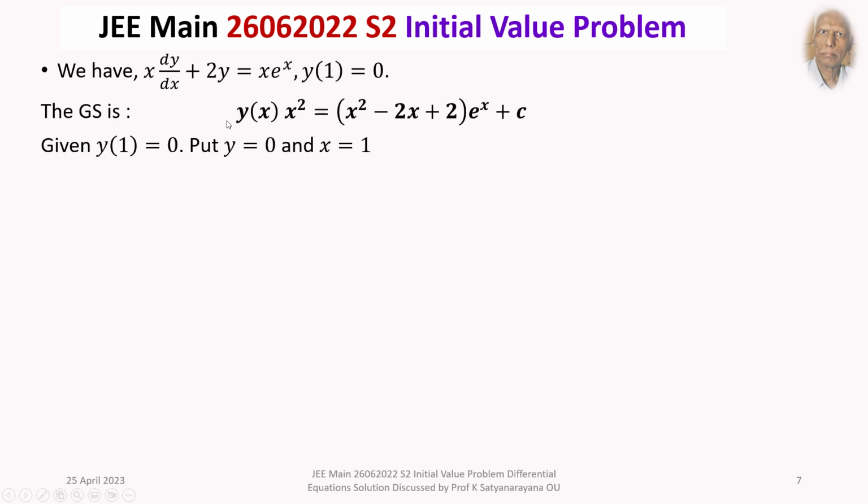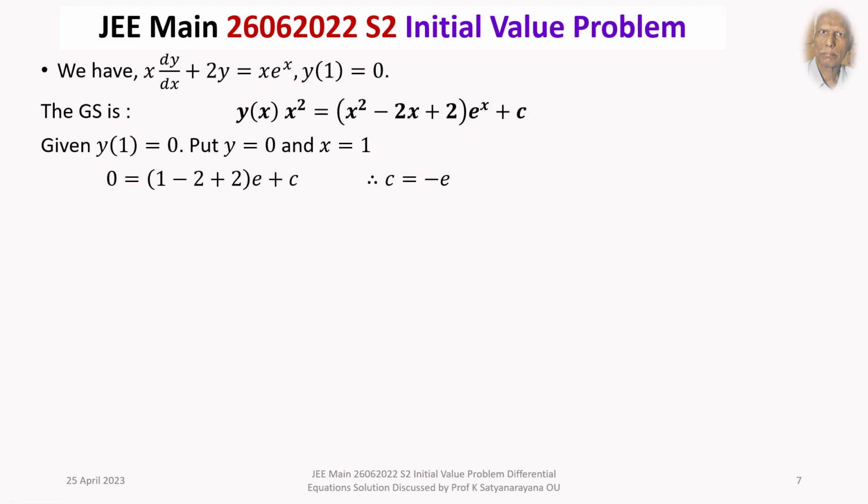So y is 0. So 0 into anything is 0, is equal to, x is 1, 1 square is 1 minus 2 plus 2. So 1 minus 2 plus 2 gives 1, and e power 1 is e, plus c. So you are left with e plus c is equal to 0. Therefore, c is equal to minus e. So thus the arbitrary constant is obtained.